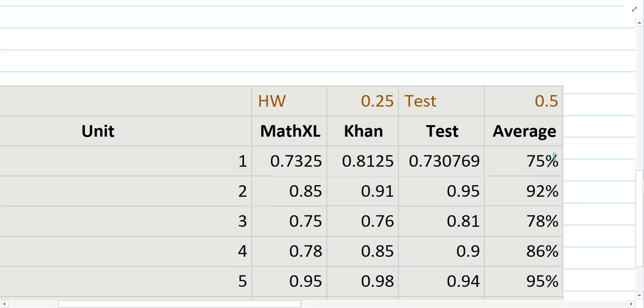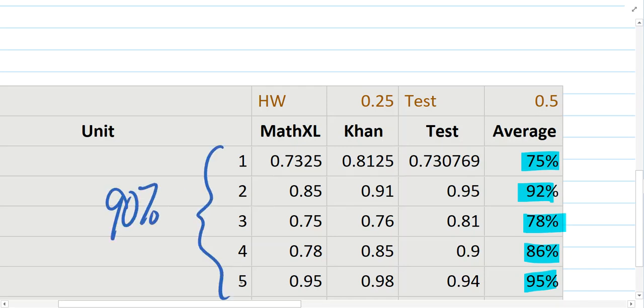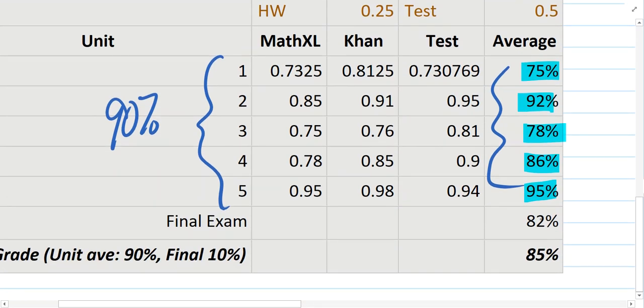So anyway, we have our unit scores now: 75, 92, 78, 86, and 95. Those are your 5 unit scores. But keep in mind what I also said at the beginning of the year, that your final exam is worth 10% of your overall grade. So the way I'll finally calculate your semester score is essentially give a 90% weight to the average of these unit scores, and then a 10% weight to the final exam.